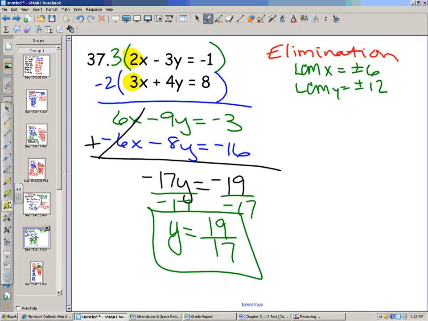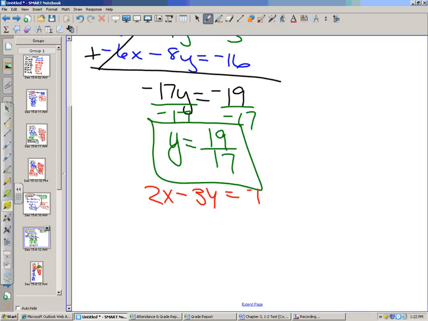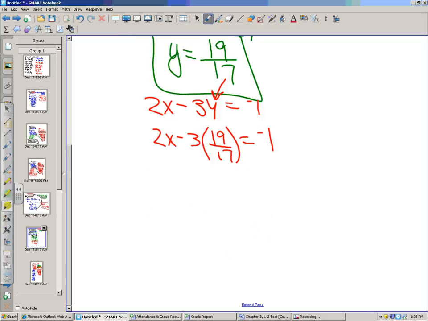Now, I found my y, so what do I do next? How in the world do I get my x? Plug it into what? I need to take one of my equations, my original one. So I'm going to go ahead and take my top equation. Doesn't matter, they're both equally nasty on this. And I'm just going to plug and chug. So every place I see a y, I plug in 19 over 17. So 2x minus 3 times 19 over 17 is equal to negative 1.